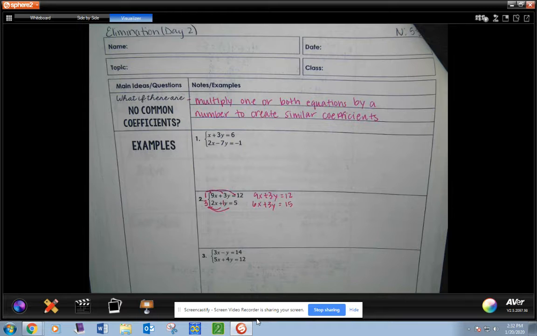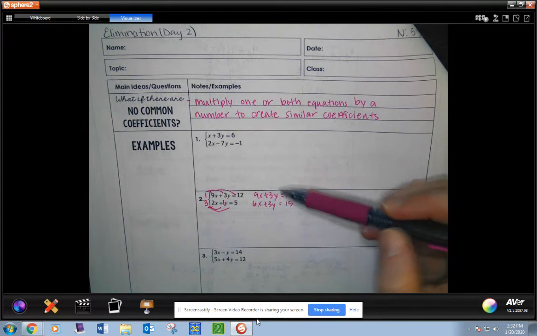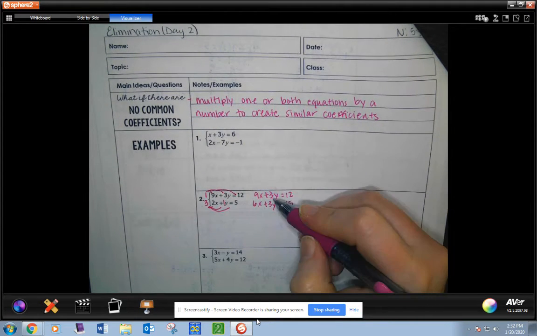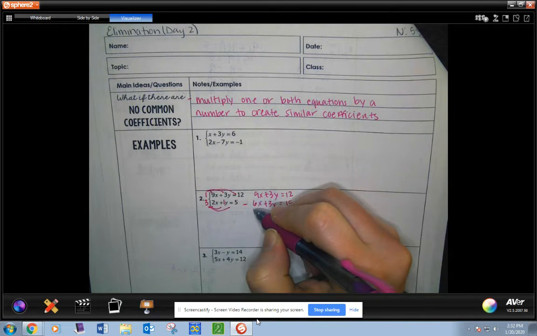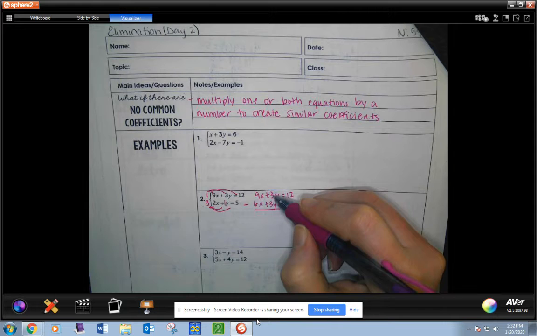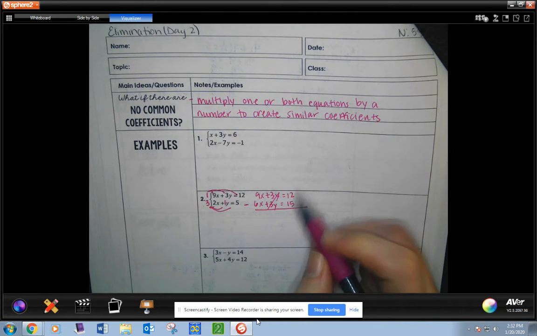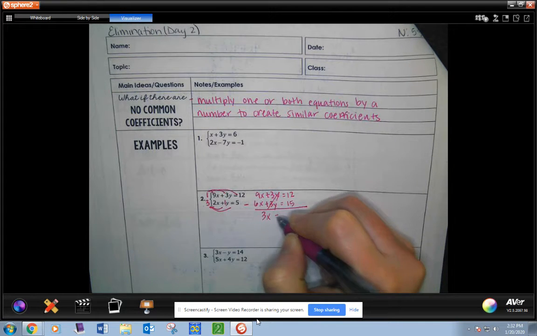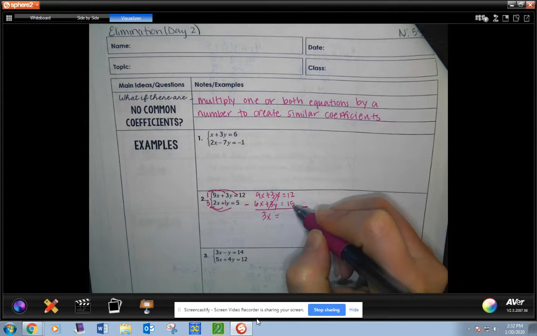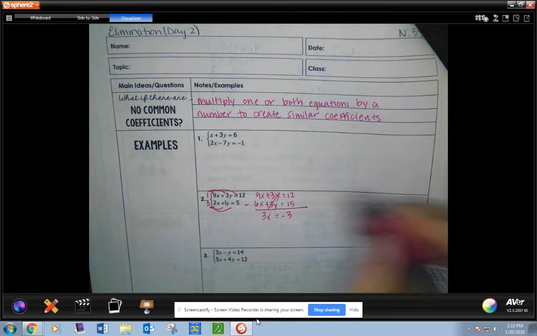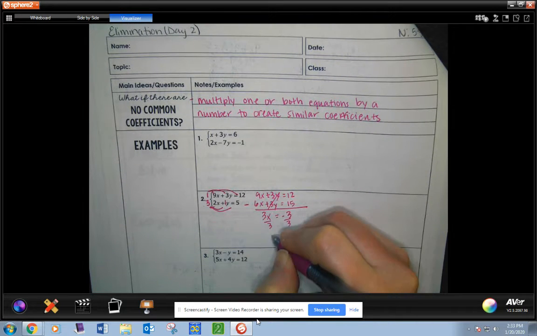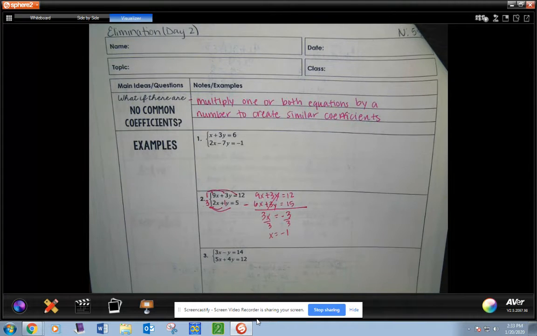So now everything's still lined up and we have the same letter. If I do 3 plus 3, that's going to give me 6. So I need this one to be a subtraction problem. So 3 minus 3 cancels. So now I just have to do the rest as the subtraction. So 9 minus 6 becomes 3x, bring down the equals, and 12 minus 15 becomes negative 3. To get x by itself, I divide by 3, and that gives me x equals negative 1.